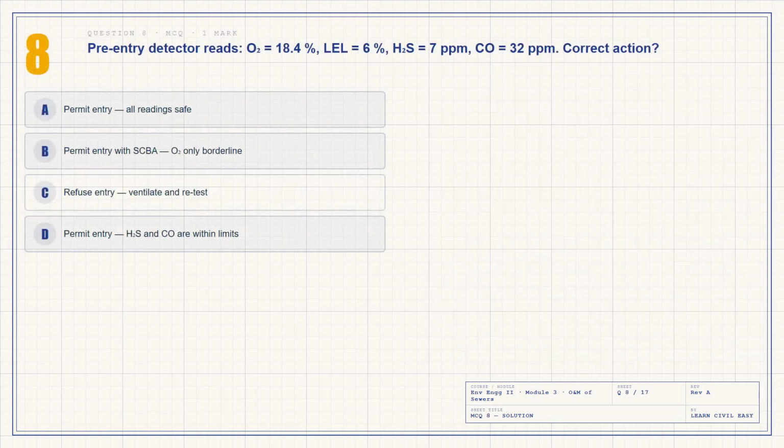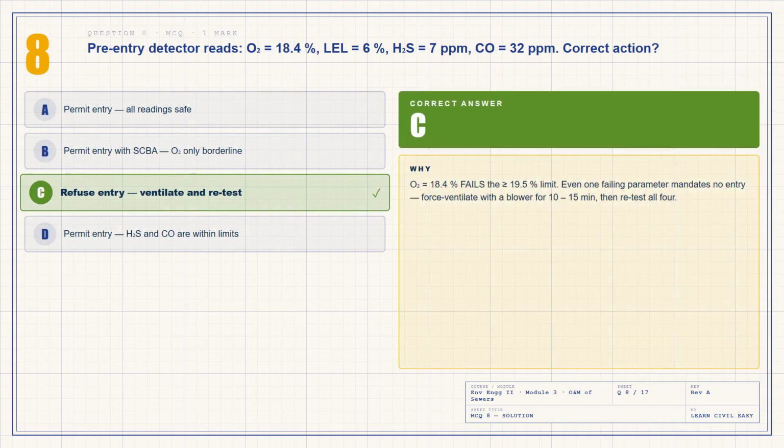Question 8. The answer is C. Refuse entry. Oxygen is at 18.4%, below the safe minimum of 19.5. Even though the other three parameters are acceptable, any single failing reading mandates refusal. Force ventilate with a blower for 15 minutes, then retest all four numbers before any worker enters.